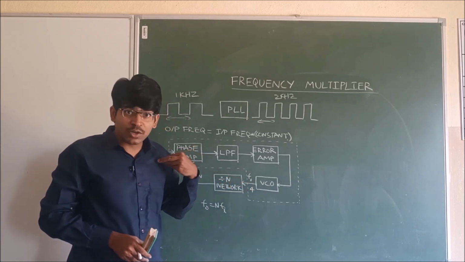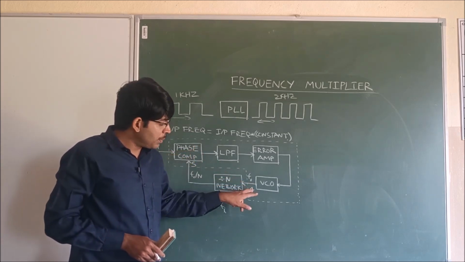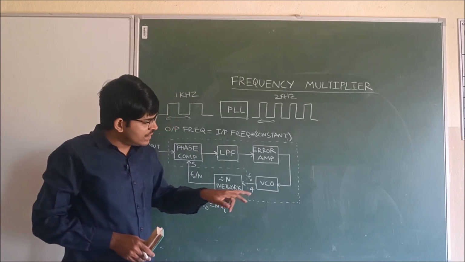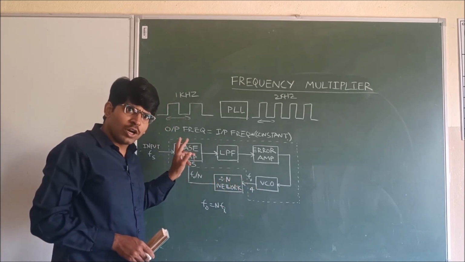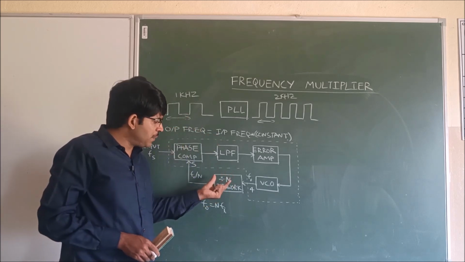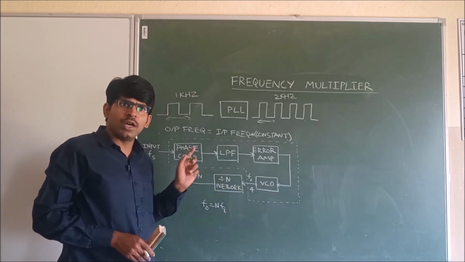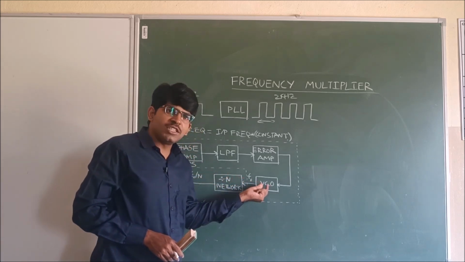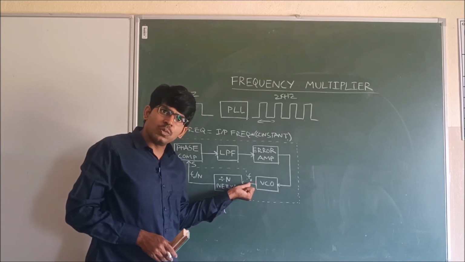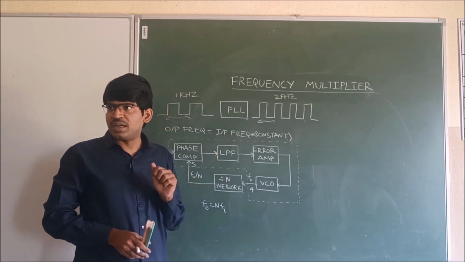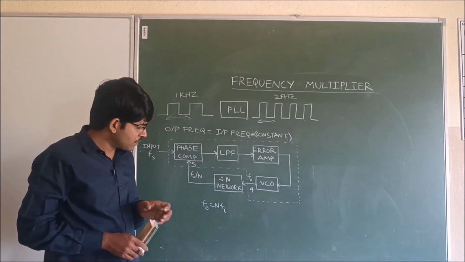Here this network we are connecting between pin 4 and pin 5. We discussed already, generally we will short 4 and 5 pins. But here we are intentionally keeping this network between the pins 4 and 5. Now the VCO output is connected to this percentage n network or division n network.